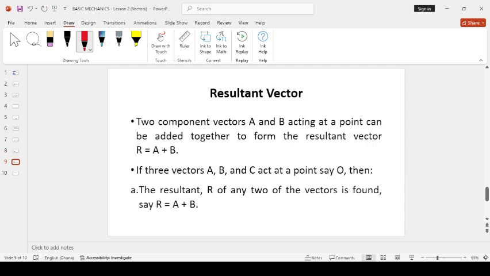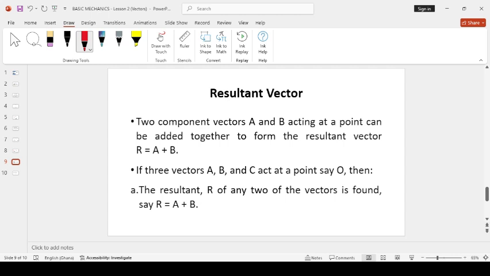So what is a resultant vector then? We have been talking about a resultant vector. Two components of vectors A and B acting at a point can be added together to form a resultant vector. That is, the resultant vector is equal to the vector A plus the vector B. Okay, that's for two vectors.